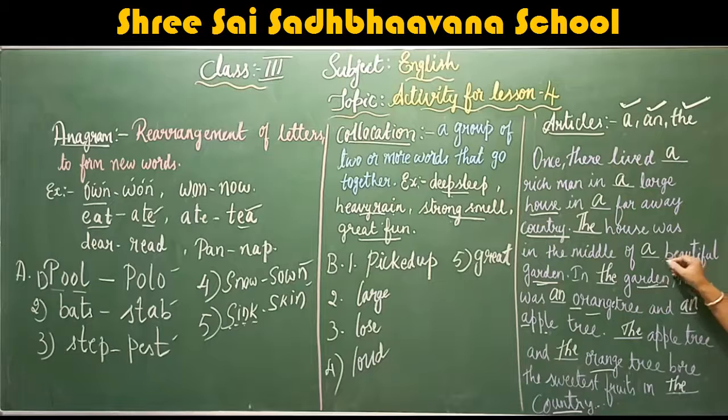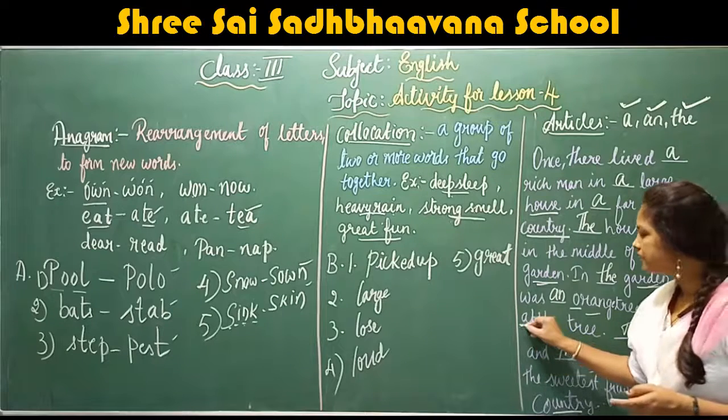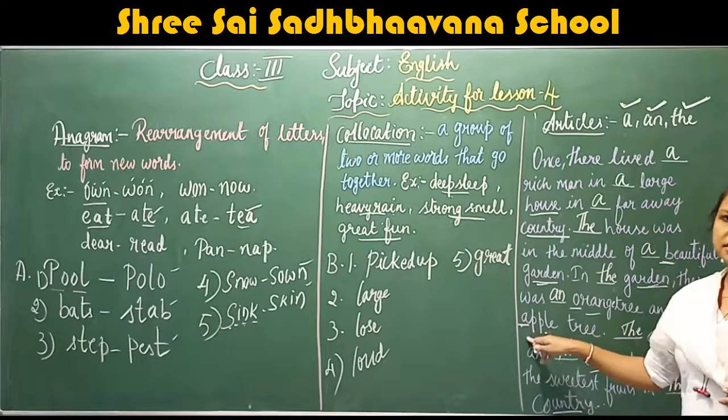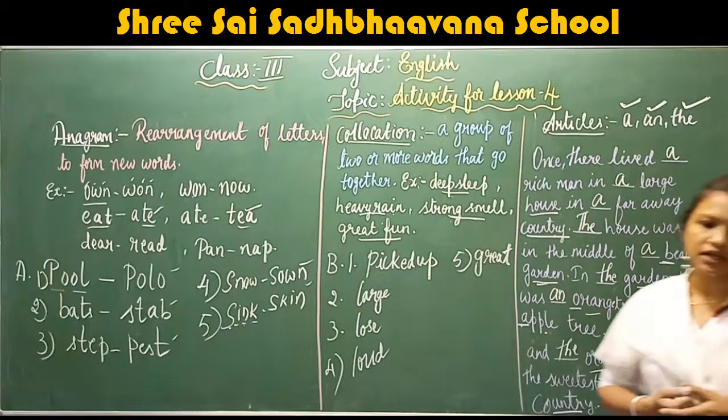Again, article A, because it is starting with the consonant letter B. So I have used the article A. And here an apple tree, here we are talking about a noun for the first time, and the word is starting with a vowel sound. So I have used the article an. Did you understand, children? I hope you have understood.